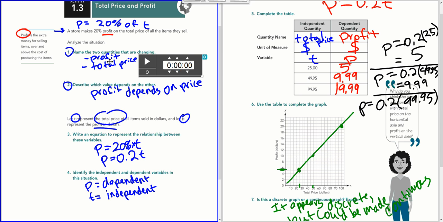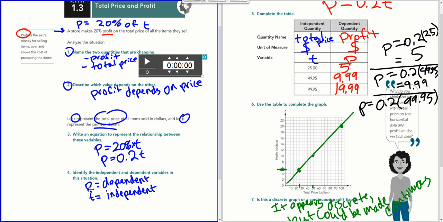Now, looking at this statement, our profit is going to be 20% of our total price. So we need to multiply our total price times 20%. The way we do that in equations is we write it as a decimal. So it's 0.2t, or 0.2 times t, because this 0.2 represents the 20%. If I know my total price of goods, I can multiply it by 20%, and I would find out how much I made for profit. So P equals 0.2t.